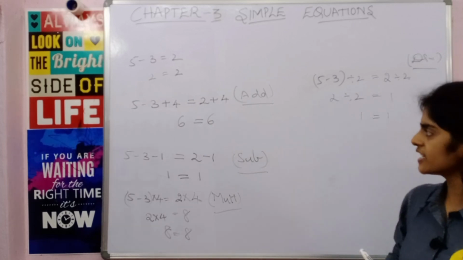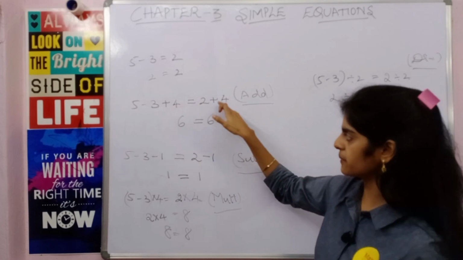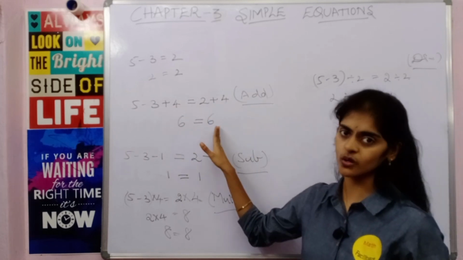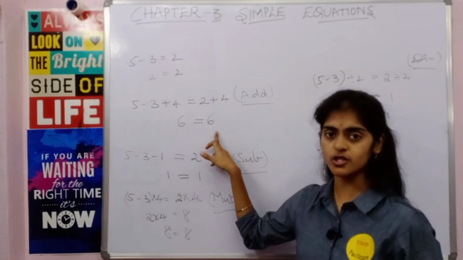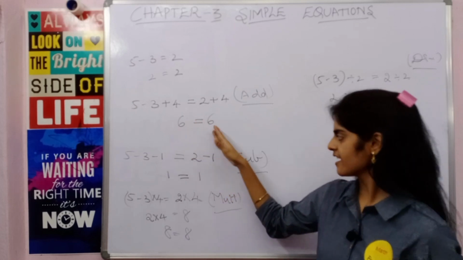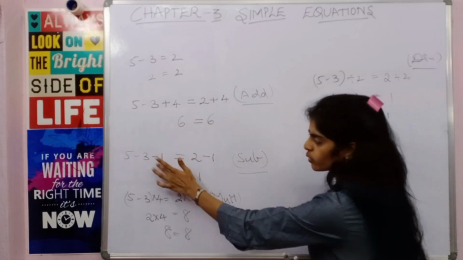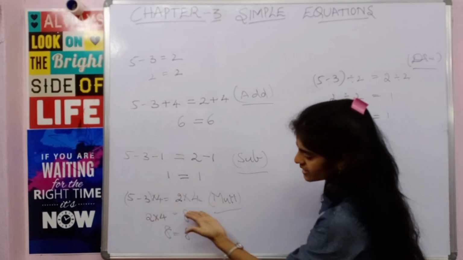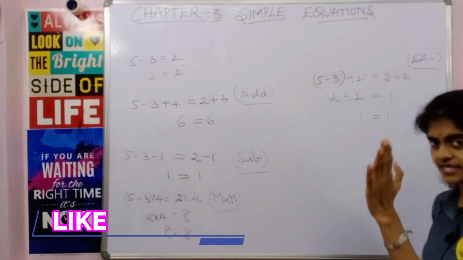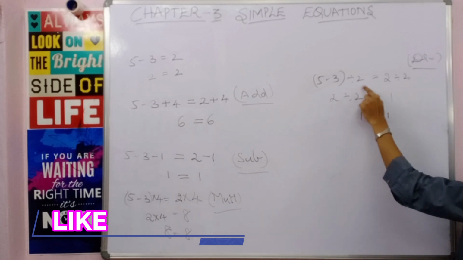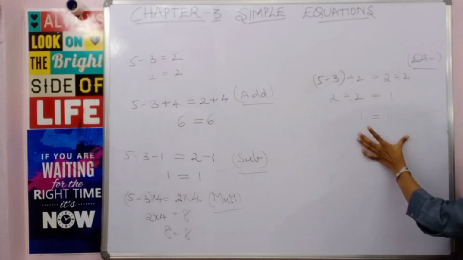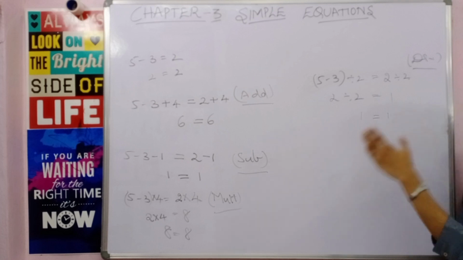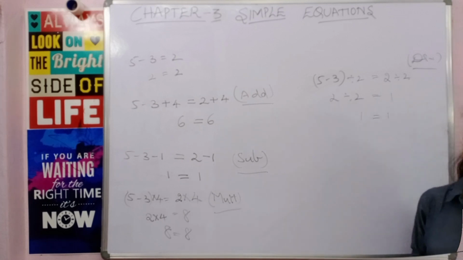Whenever you are adding the same number, the equality is still holding good. LHS equal to RHS. If you are subtracting the same number from both the sides, the equality still holds good. If you are multiplying the same number on both the sides, the equality still holds good. And similarly, if you are dividing the same number on both the sides, the equality is still holding good. So using this, let us learn how to solve equations.